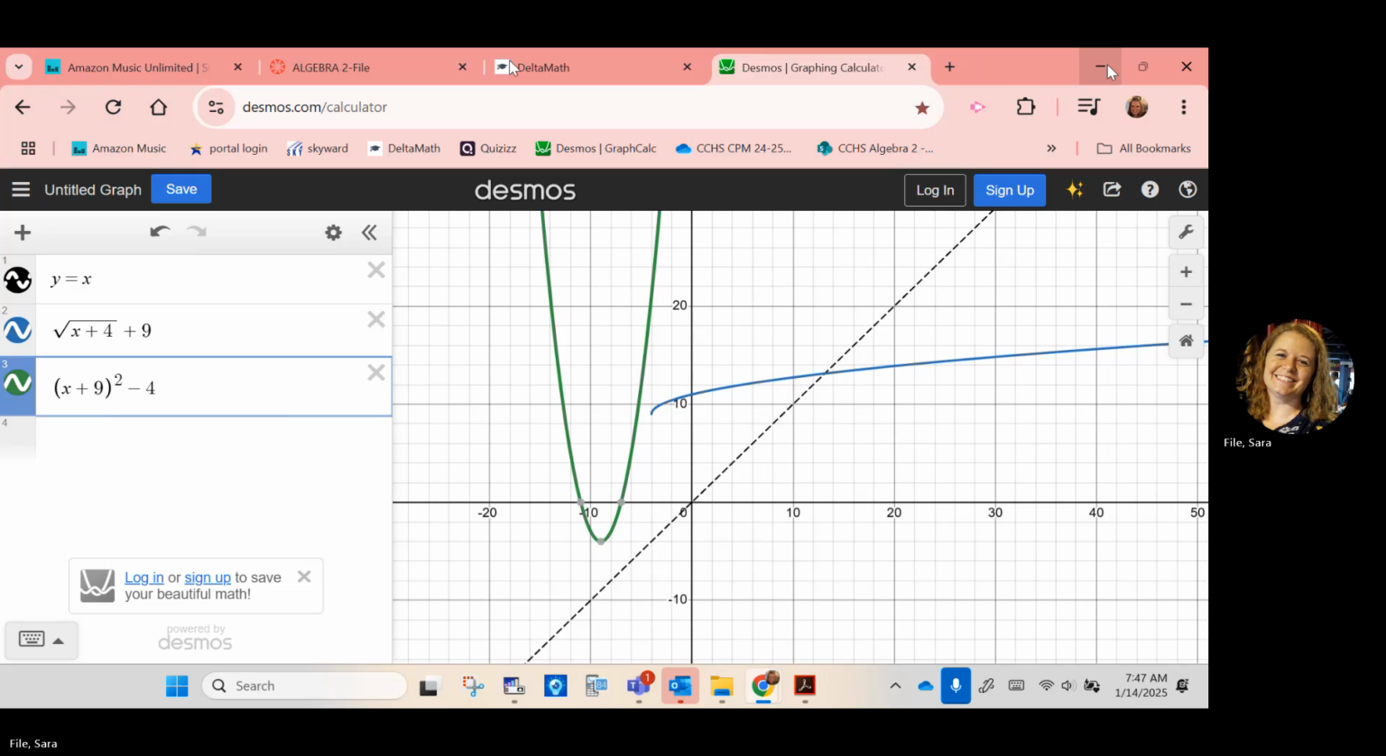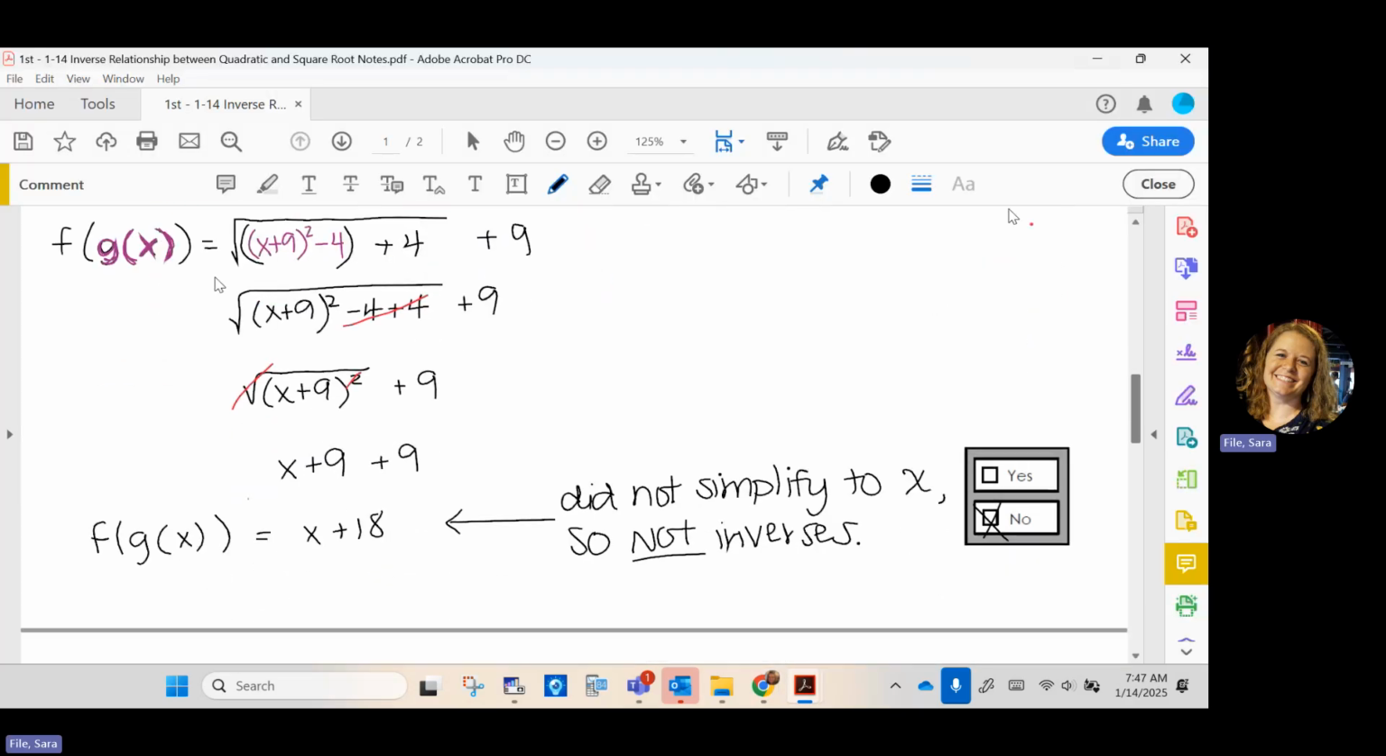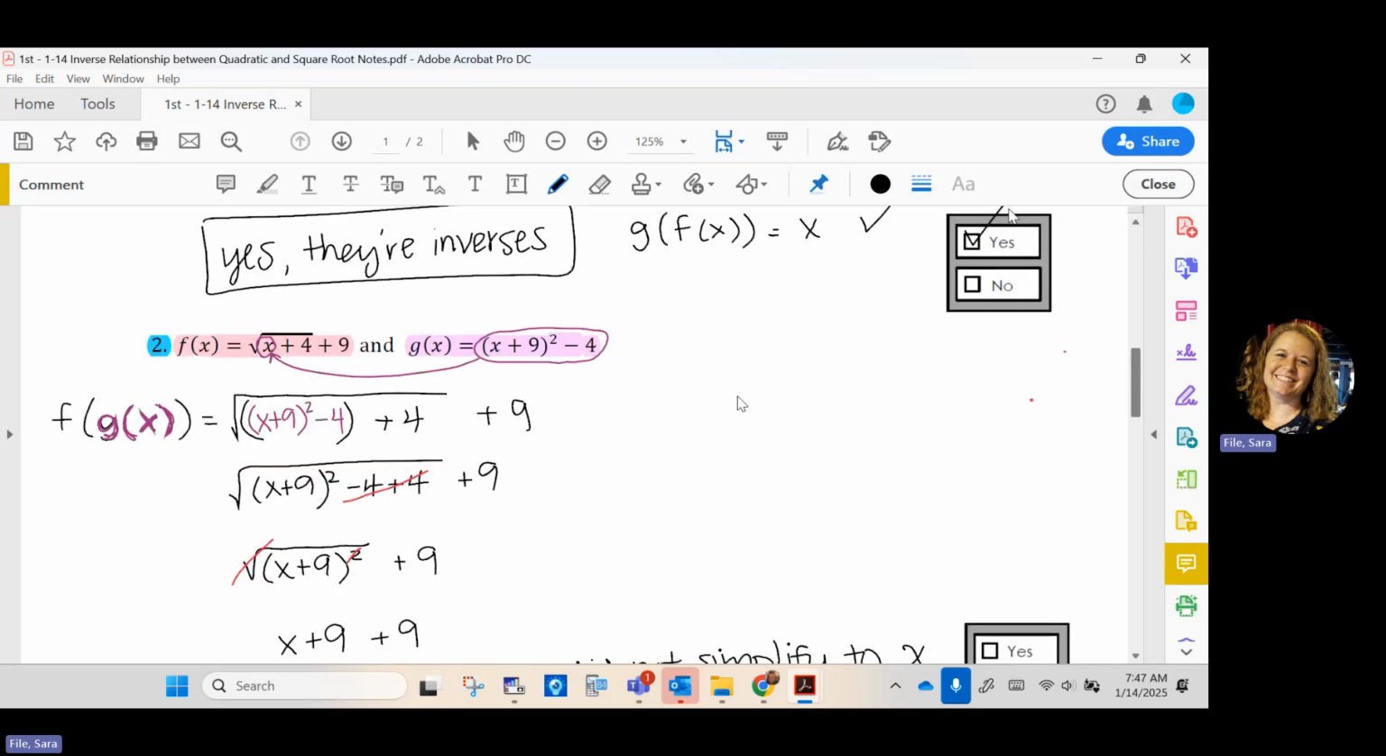So algebraically, you're doing composition. Graphically, they should be a reflection across that line. Any questions about these inverses?